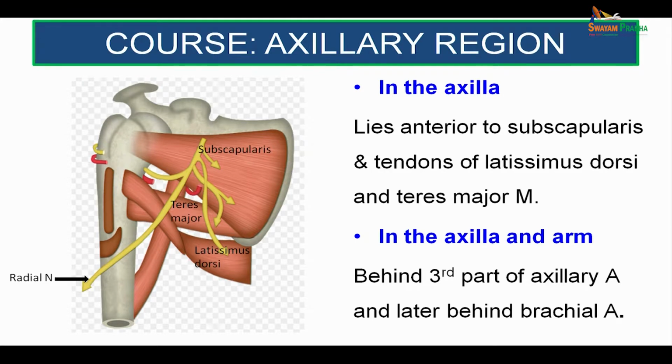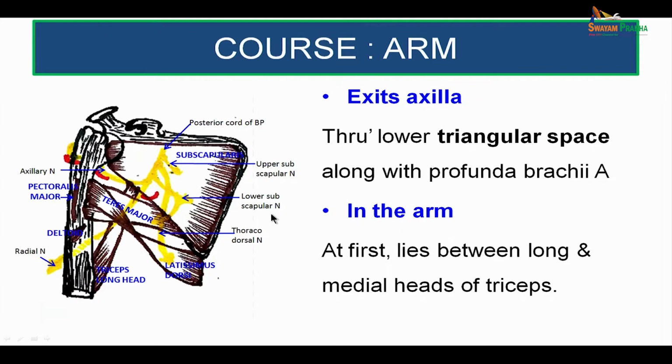Having formed in the axilla, this nerve lies in the axilla anterior to the subscapularis and tendons of teres major and latissimus dorsi, which are all the muscles forming the posterior wall of the axilla, and at the same time it is posterior to the third part of axillary artery and to the first part of the brachial artery as it passes on into the arm.